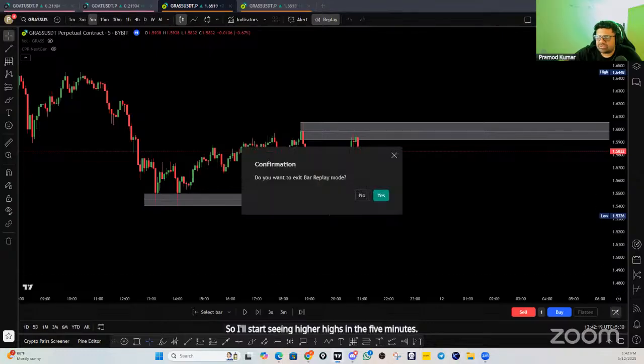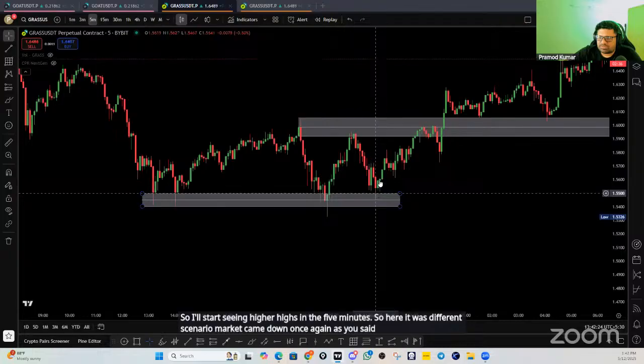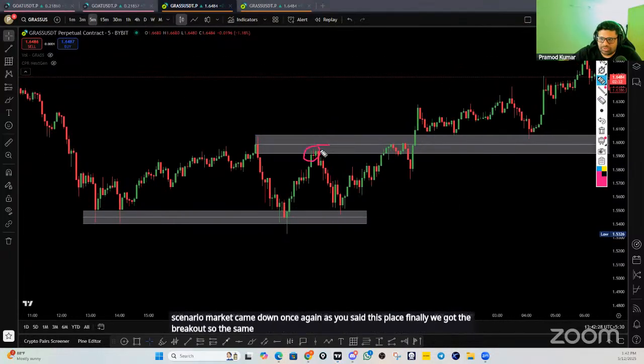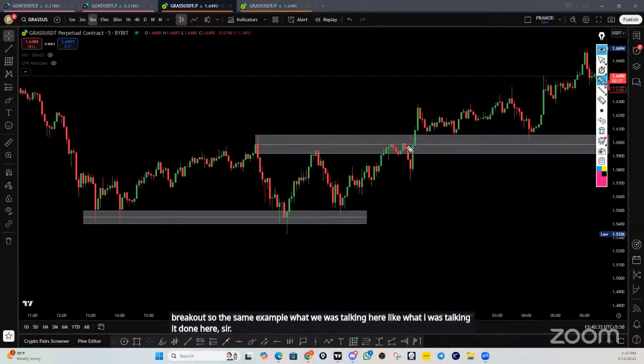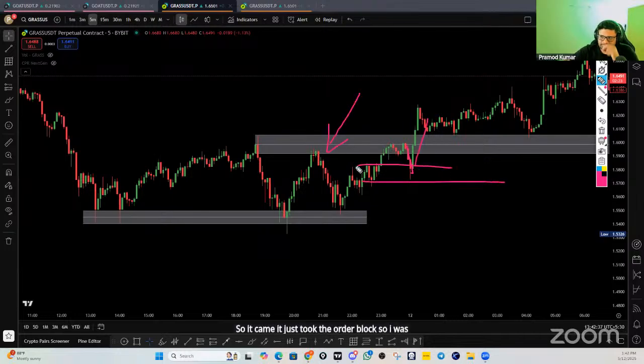So here it was a different scenario. Market came down once again, as you said, to this place. Finally, we got the breakout. So the same example we were talking about here, it was done here, sir. So it came, it took the order block. So I was expecting that here.